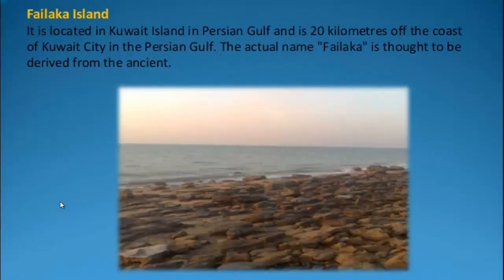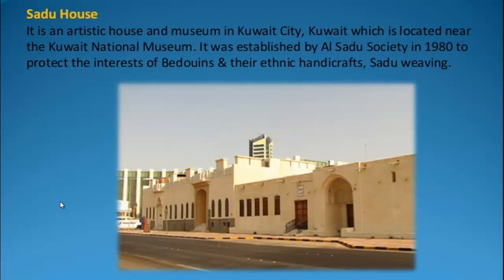We have also Failaka Island. It is located in the Persian Gulf and is 20 kilometers off the coast of Kuwait City. The actual name Failaka is thought to be derived from the ancient. Derived from what? The ancient. Sado House. It is an artistic house and museum in Kuwait City, Kuwait, which is located near the Kuwait National Museum. It was established by Al Sado Society in 1980 to protect the interests of Bedouins and their ethnic handicrafts, Sado weaving.